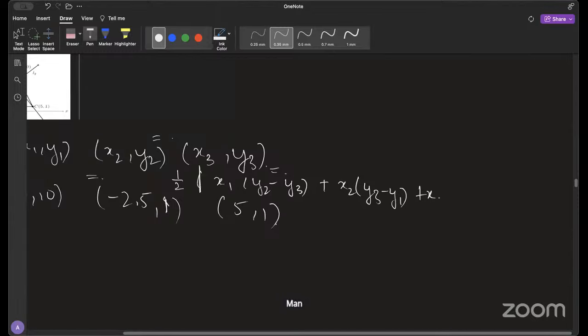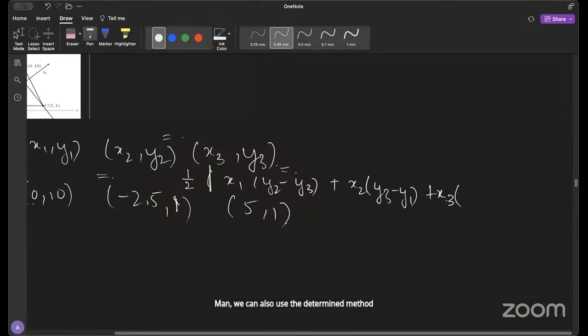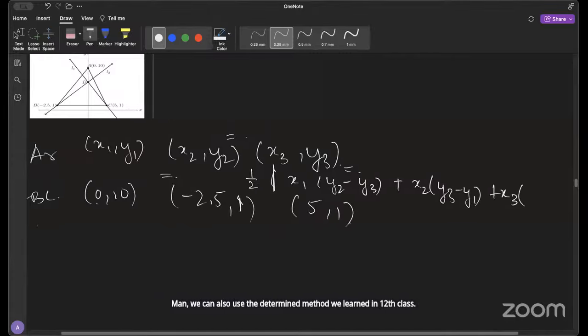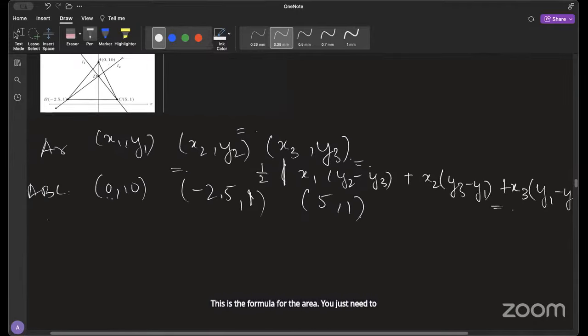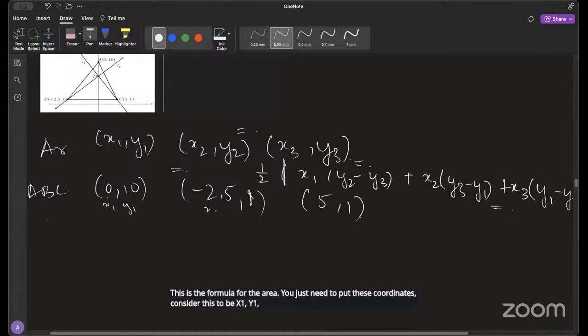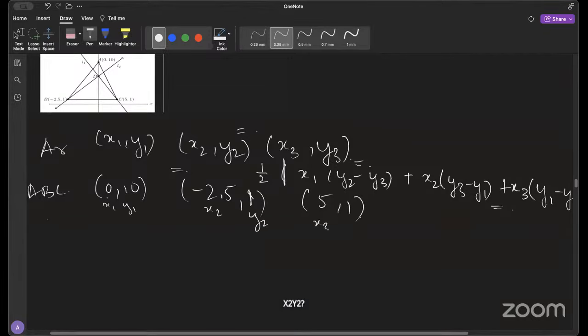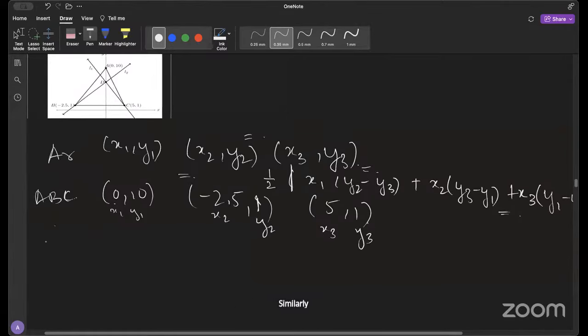And we can also use the determinant method we learned in 12th class. Plus x3 (y1 minus y2). This is the formula for the area. You just need to put these coordinates. Consider these to be x1 y1, x2 y2, x3 y3. Then you can find the area for ABC. Similarly, you can find the area for DBC the same way.